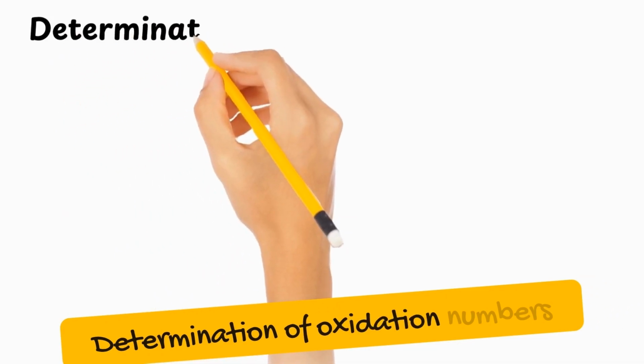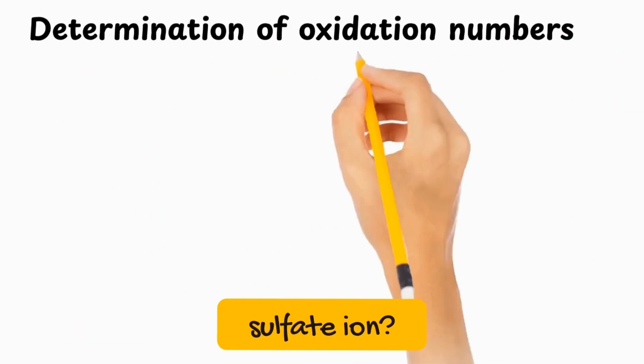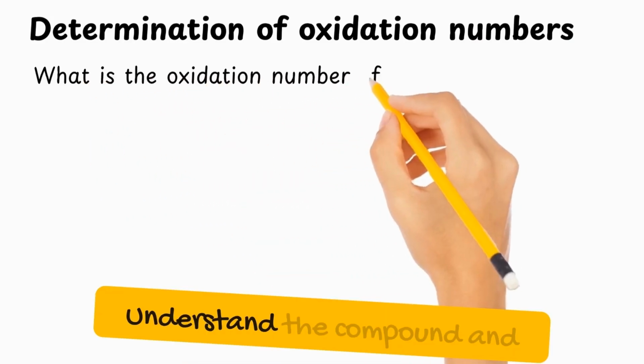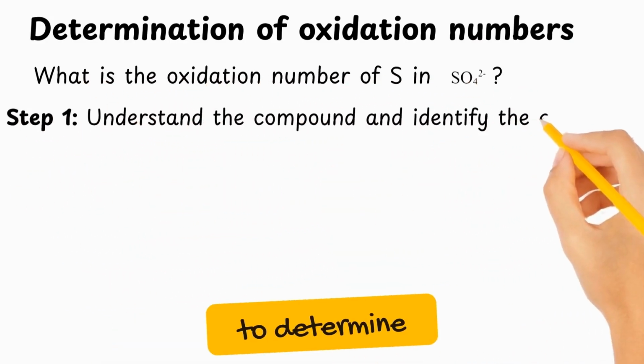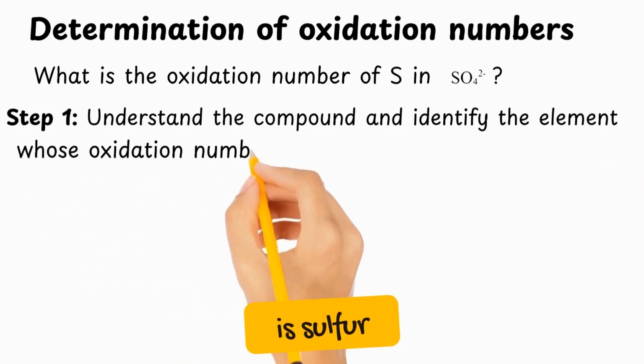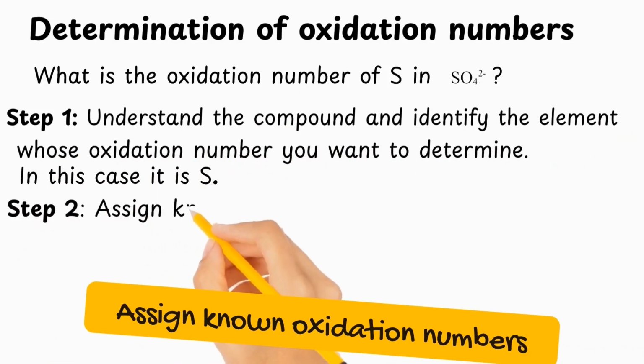Determination of oxidation numbers. What is the oxidation number of sulfur in sulfate ion? Step 1. Understand the compound and identify the element whose oxidation number you want to determine. In this case, it is sulfur. Step 2. Assign known oxidation numbers.